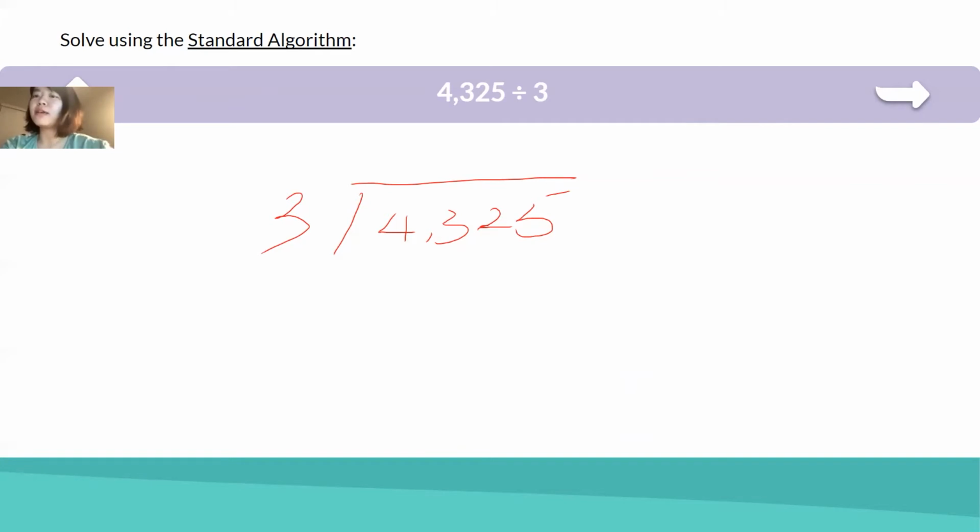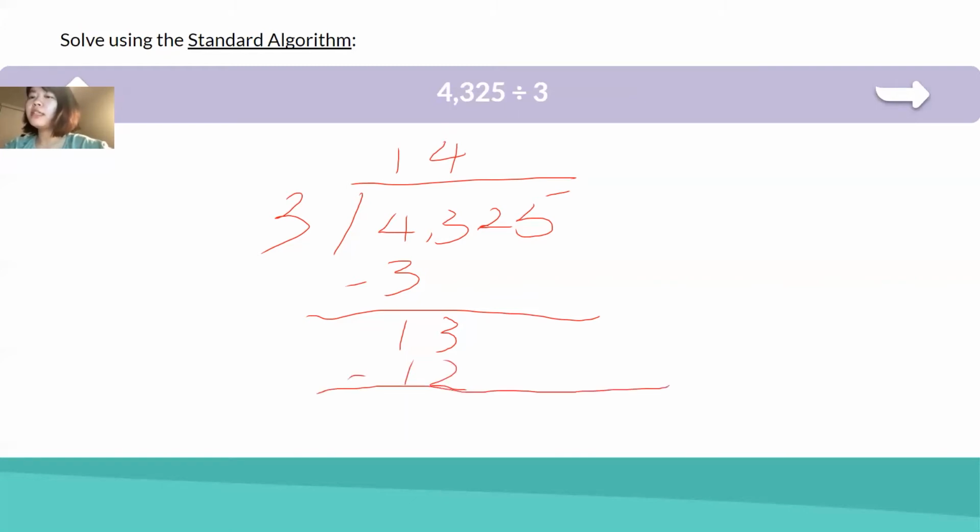So 1, I think, because 1 times 3 gives us 3. And 4,000 minus 3,000 gives us 1,000. And we're adding to the hundreds place. And we have 1,300. 1,300 is larger than 3. So what is the biggest number we can break into 3 groups? Let's see, use your mental math. Let's try 4, because 3 times 4 is 12. And 13 hundreds minus 12 hundreds gives us 100.